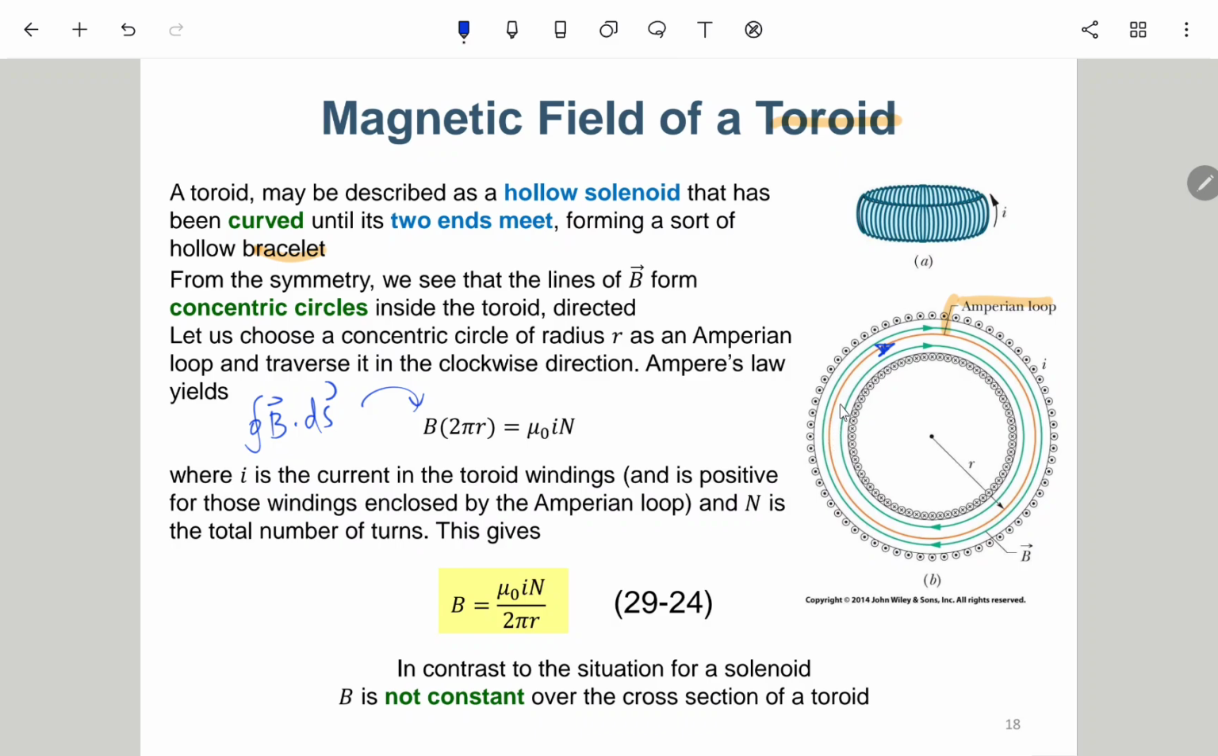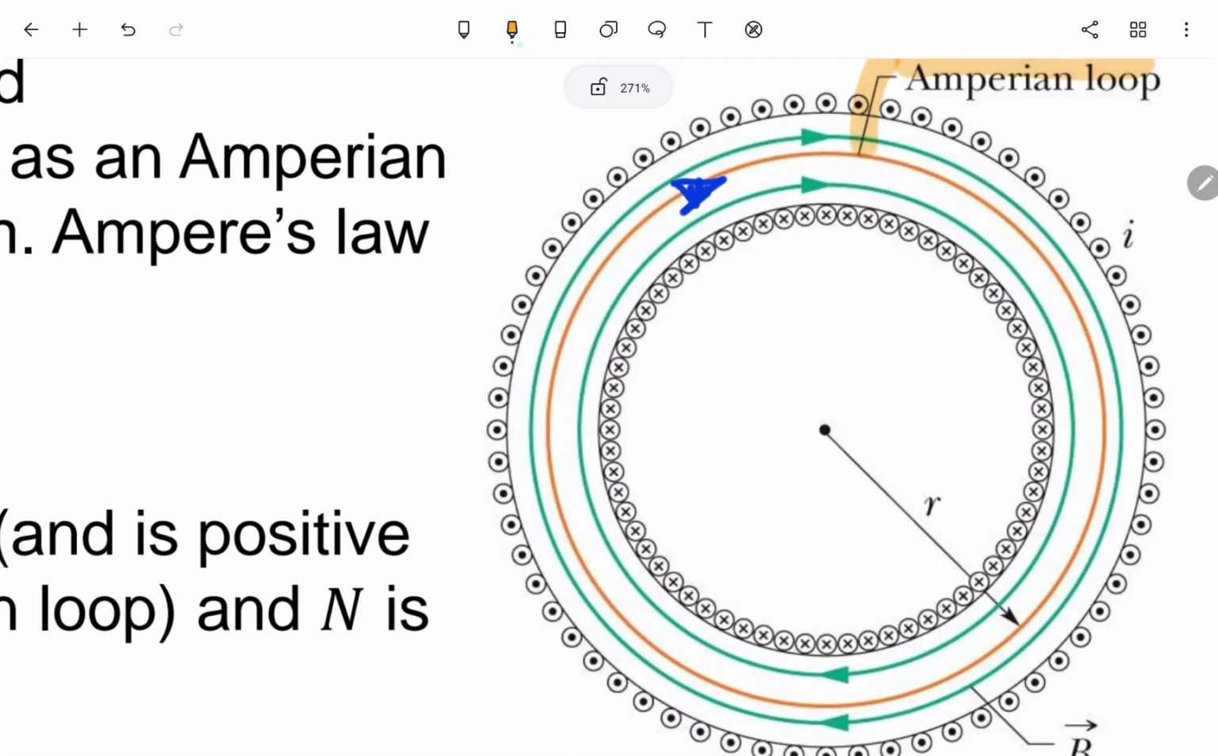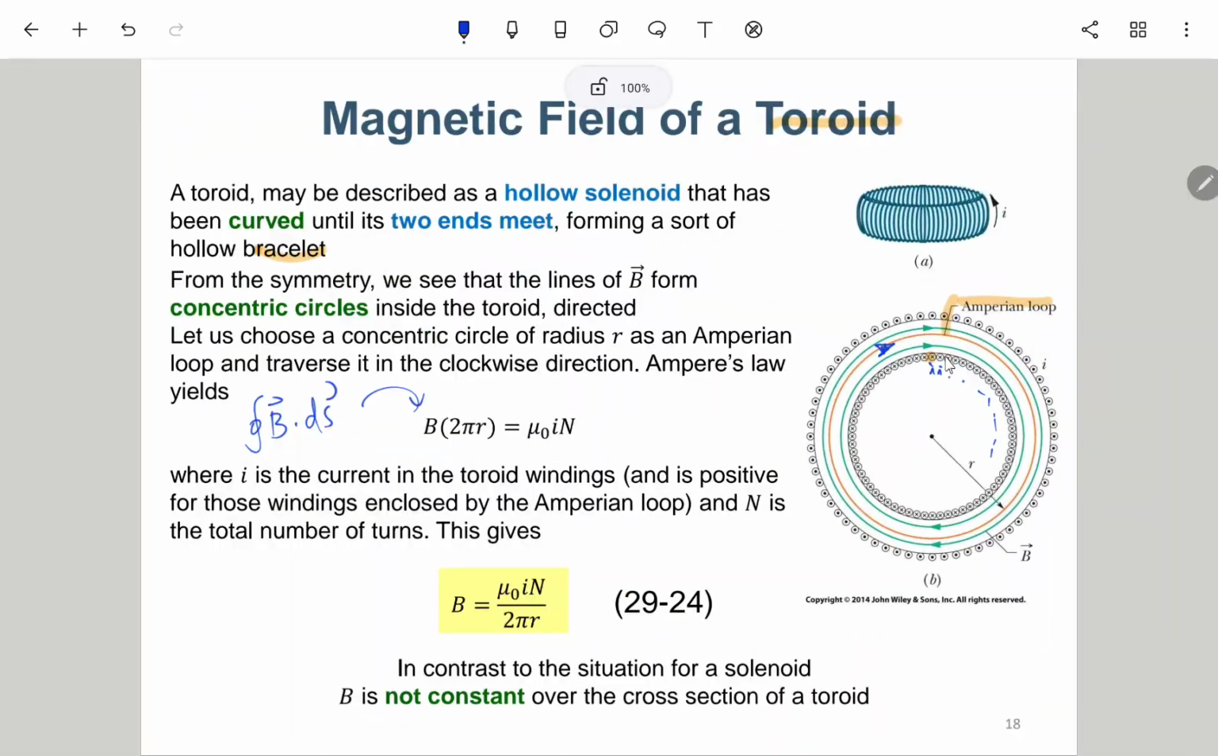Mu 0 I enclosed, so mu 0 is here, and for every cross here, it is I. This is I, all the way I. So we only count how many crosses are inside. Okay, so this N is the total number of turns. In that case, we just move 2 pi r to the right side, so B equals mu 0 I capital N over 2 pi r.